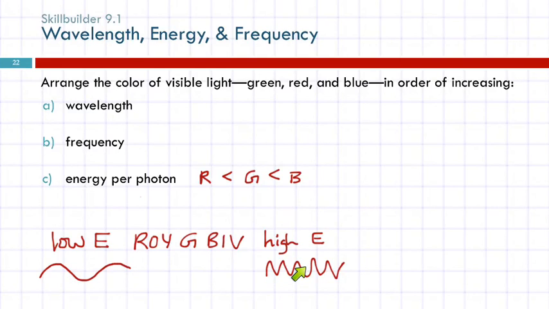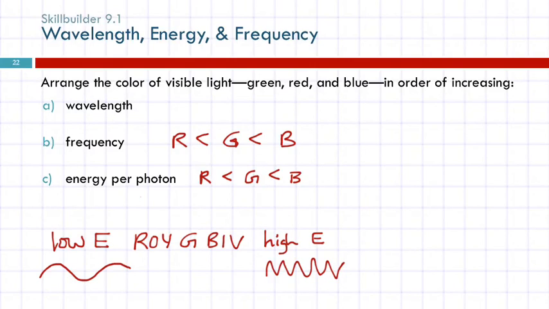Frequency, this is going to be high frequency. High frequency corresponds to high energy, and so the order is the same. Red is low frequency, green is in the middle, and blue is higher frequency. Any questions? What about wavelength?